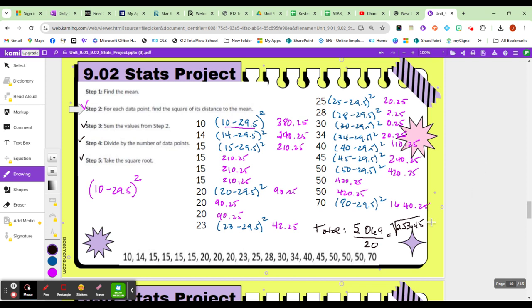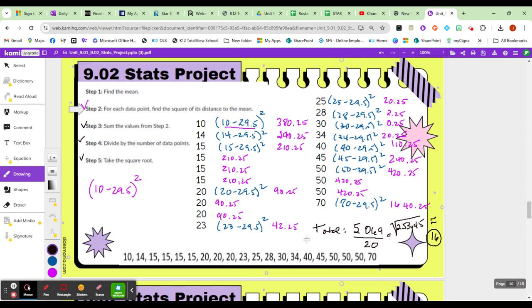But the square root of 253.45, I mean, I could have misplaced it, but I don't usually do that. I'm getting 15.9, so I'm going to go ahead and round it up to 16. Go ahead and make your standard deviation a whole number. That's just going to be easier. So just round your standard deviation.